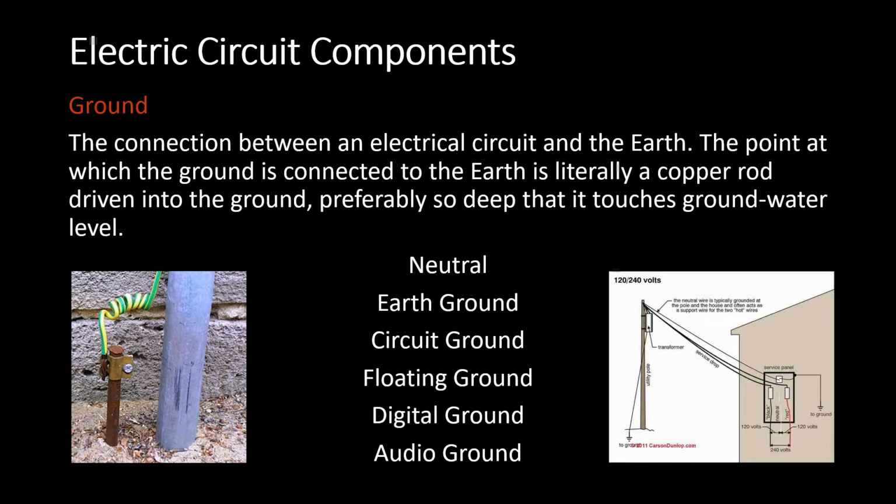Grounds are also found outside your house. It's a metal rod that is usually next to the electrical box that is pounded into the ground, usually about 8 or 10 feet. And it's the way that your house is protected from people getting electrocuted.